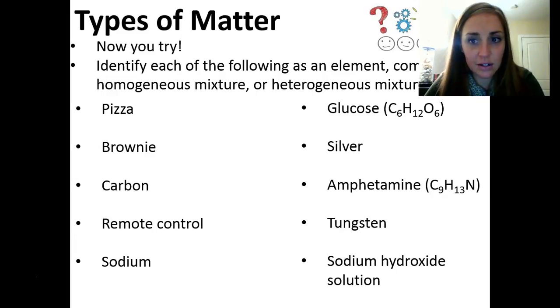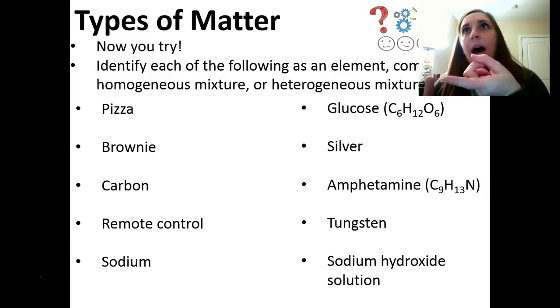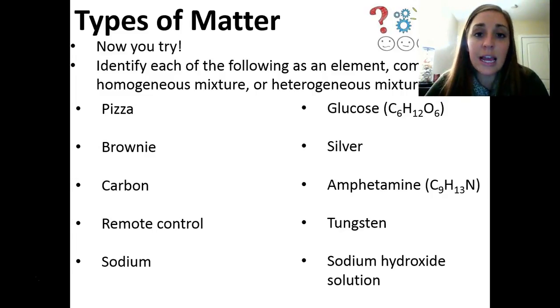Let's go through the answers. So pizza, well, does it look the same throughout? No, it has different phases. You've got the bread, the sauce, the cheese. So automatically, if it looks different throughout, that's a heterogeneous mixture.